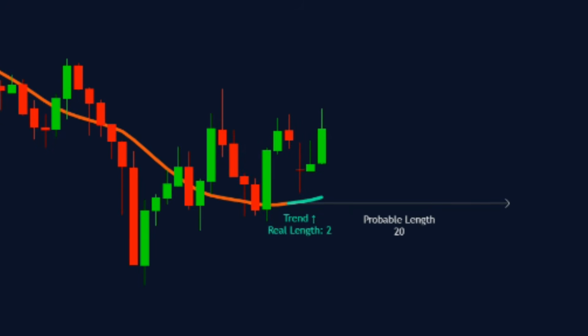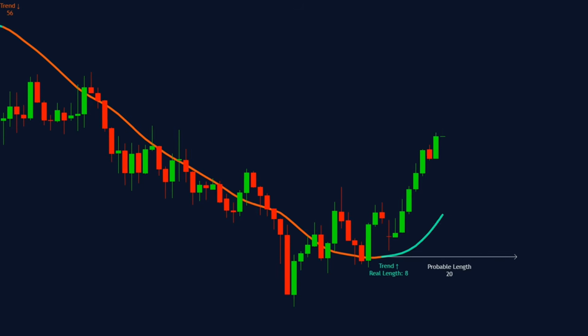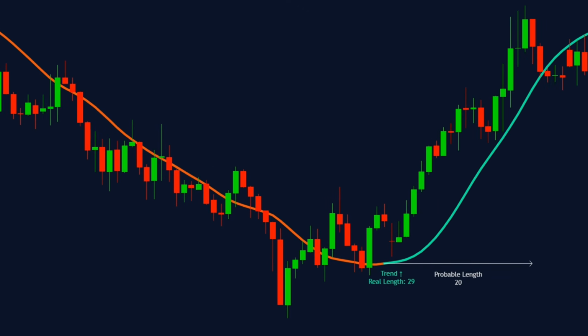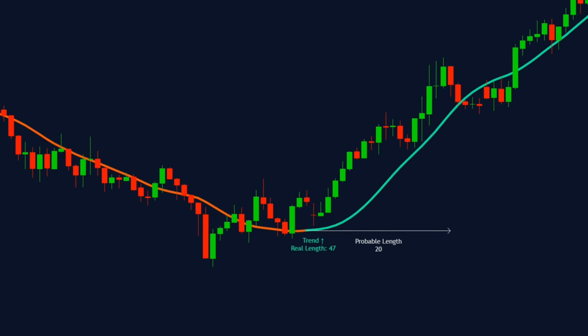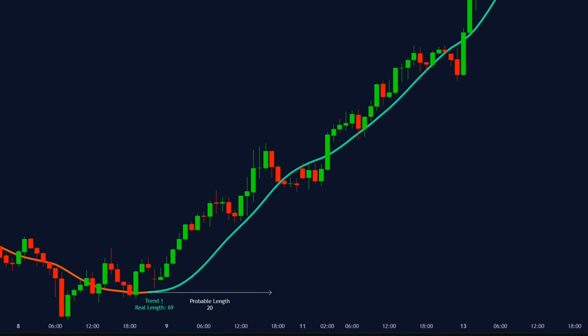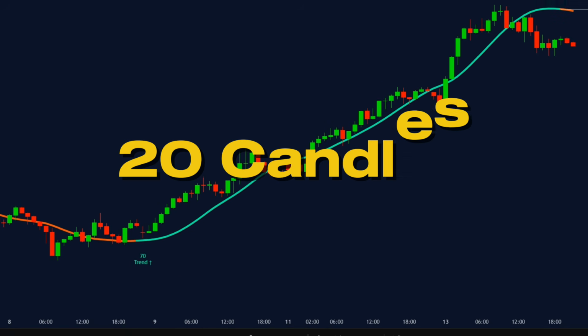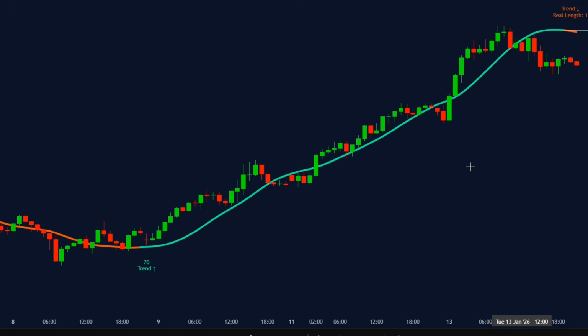But notice this specific indicator on the screen. It is doing something very different. It signals that the bearish trend has ended, but it goes the extra mile. It actually predicts that this incoming bullish trend is likely to continue for exactly 20 candles. This is a specific time-based forecast.